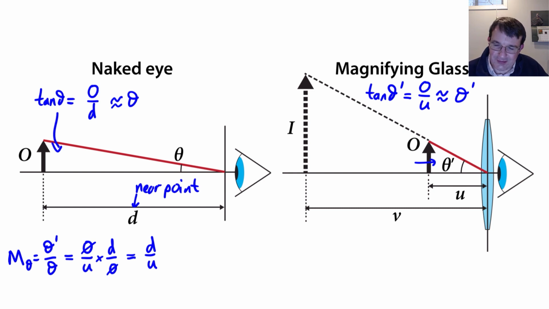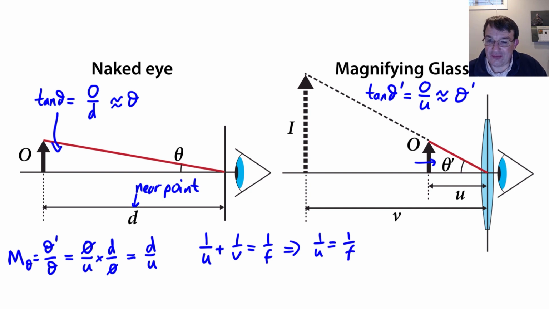What we first need to do is write down the lens equation for our magnifying glass case. So 1 over U plus 1 over V is equal to 1 over F. If we rearrange this, we want 1 over U is equal to 1 over F, but for V, remember, V is going to be negative when we put it into the lens equation because this is a virtual image.